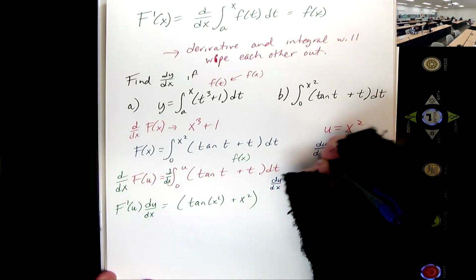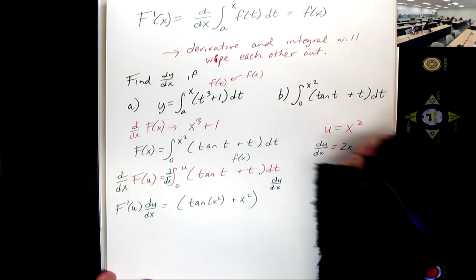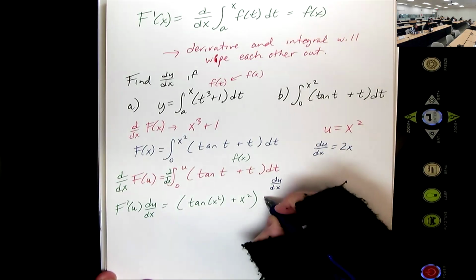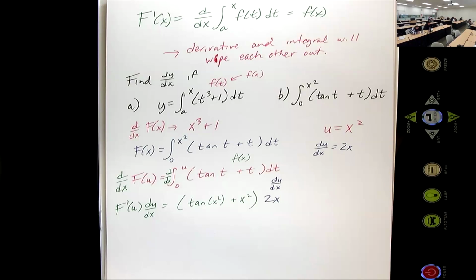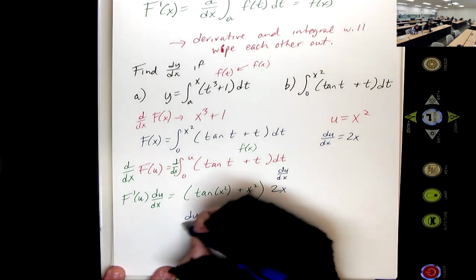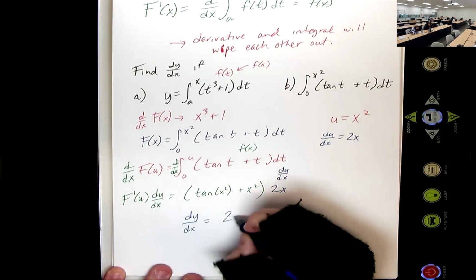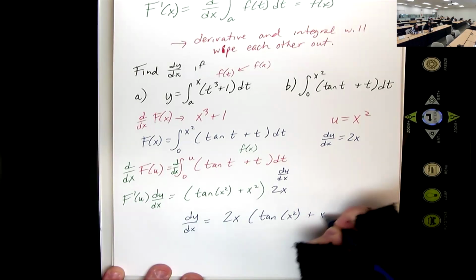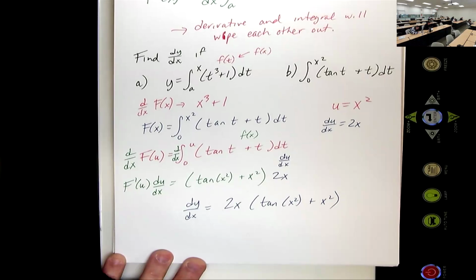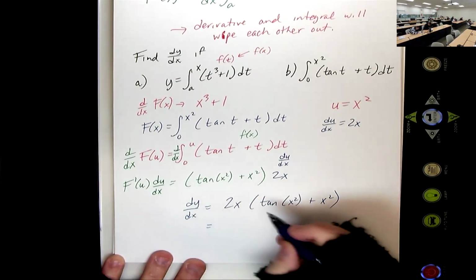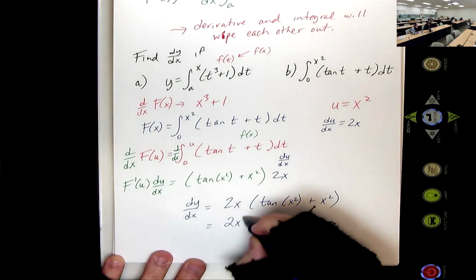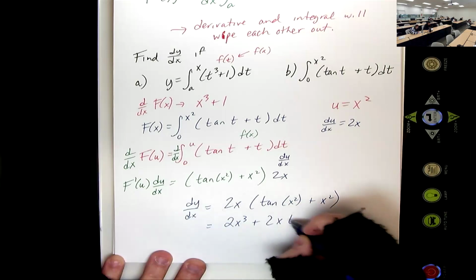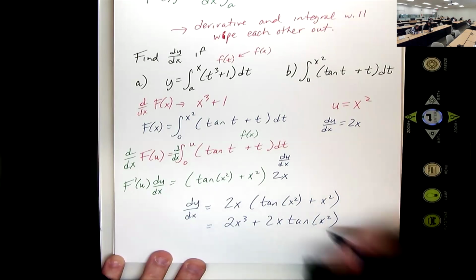So du/dx is 2x. So dy/dx, that's what it's gonna be: 2x times tangent of x squared plus x squared. I guess we could clean that up, make it 2x cubed plus 2x tangent x squared.